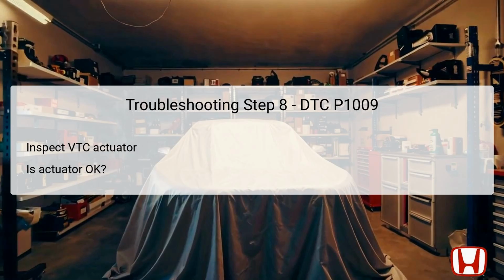To inspect the actuator, check for physical damage, rust, or any signs of oil leaks that may indicate internal failure. If found to be okay, you would proceed to inspect the oil passages in the VTC system. Any blockage there may also lead to problems. Documenting the condition of the actuator provides a basis for understanding any further issues that may arise.